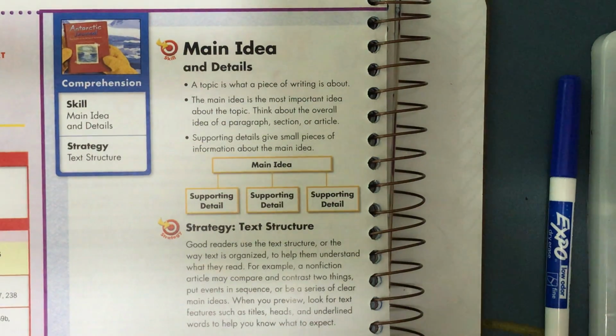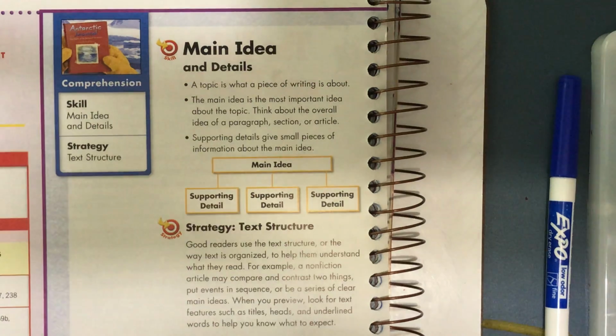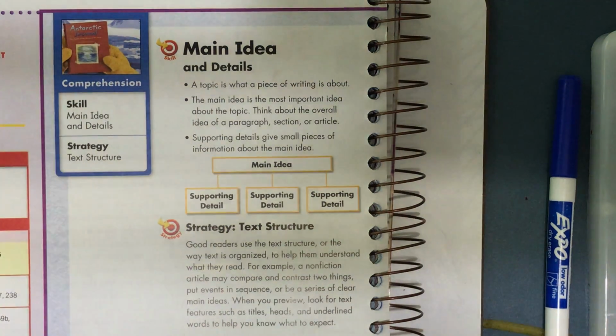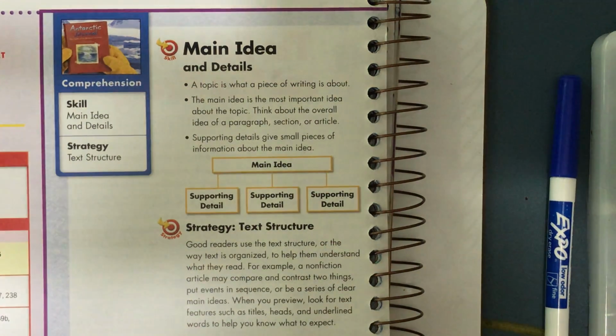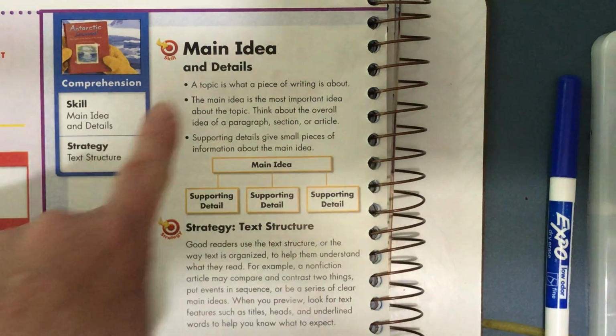4th grade. Today we're going to be working on main idea and details. I am on textbook 582, your reading textbook, 582. Okay, main idea and details. Let's look here at the top of the page.